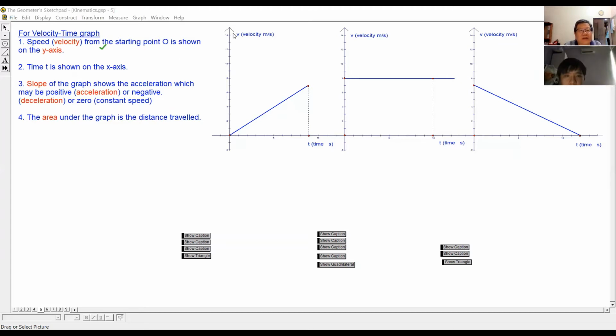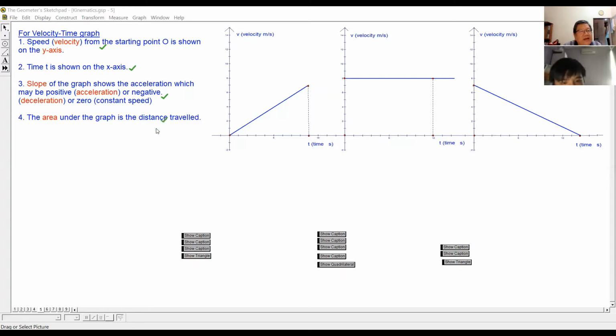So the first thing is this axis here shows the velocity. The second is the horizontal x-axis, which shows the time. The two important things you need to know are, number one, the slope of the graph here no longer represents the speed. The slope of this graph now represents the acceleration, or if it's negative, then it's deceleration, or if it's constant, then it's zero. So the slope of the graph now shows the acceleration.